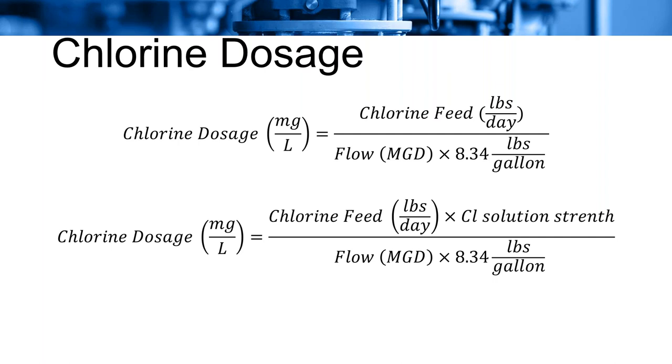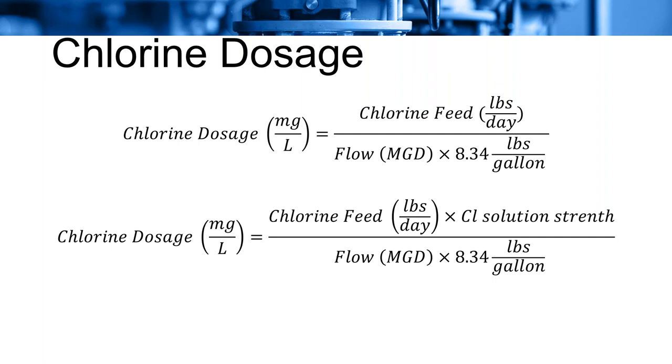Another form of this equation is if we use one of those different forms of chlorine. The first one would be for chlorine gas, and the other one would be for liquid chlorine or solid chlorine, the powdered or pellet form. And what we do is we add a solution strength term to it. So the chlorine dosage for those would be chlorine feed times our chlorine solution strength as a decimal, and that would be divided by the flow and our conversion factor.